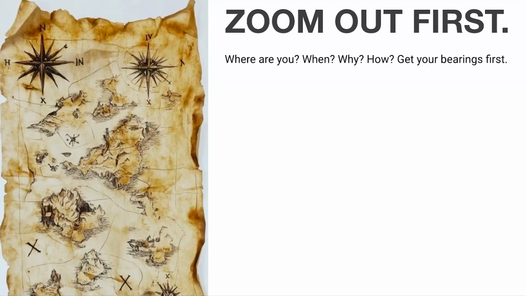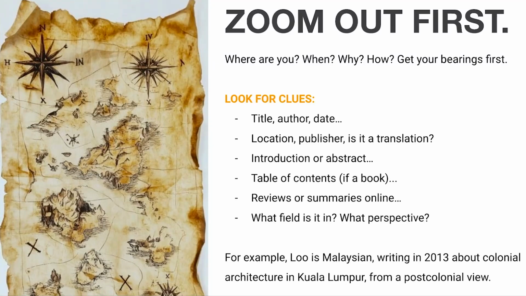So, let's go. First of all, zoom out. When you're reading, start with the big questions. Where are you? When are you? Why is this being written? And how is it being written? Think of it like a map. You zoom right out and you try and locate yourself. You can look for clues.